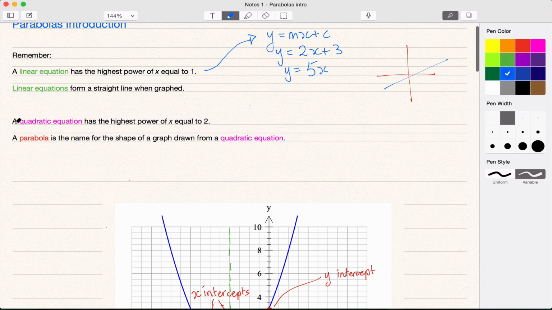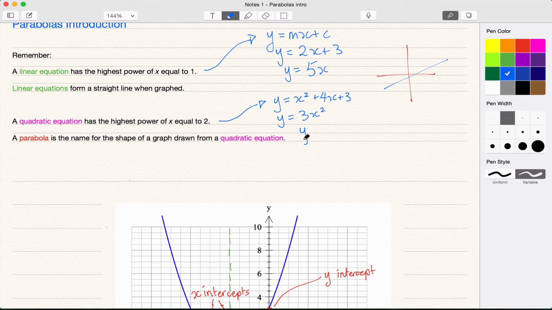Now I want to go back to when we looked at quadratic equations earlier, which have the highest power of x equal to 2. So an example of a quadratic equation could be y equals x squared plus 4x plus 3. This has an x to the power 1 term in it, but there is an x squared term, so the highest power of x is 2. So this one is a quadratic equation. You could have y equals just 3x squared. The highest power of x is 2.